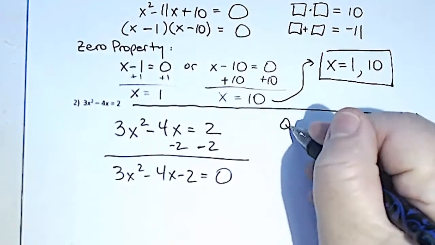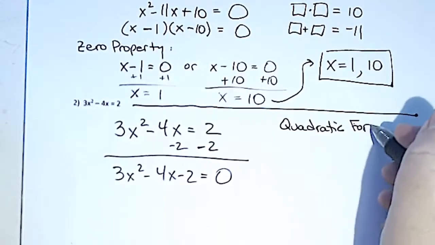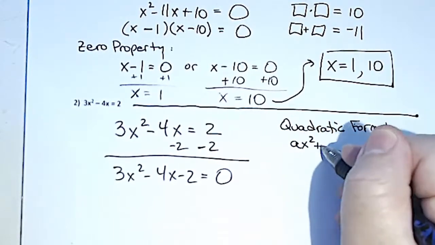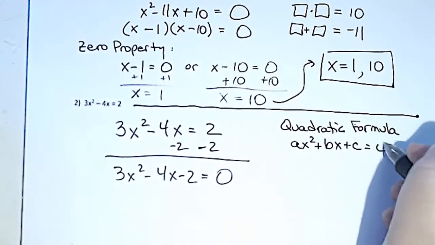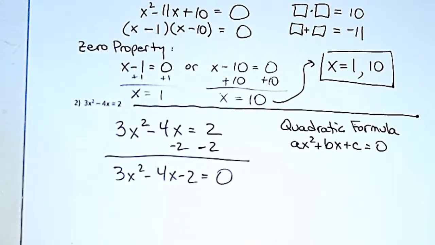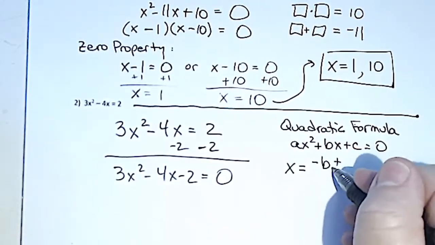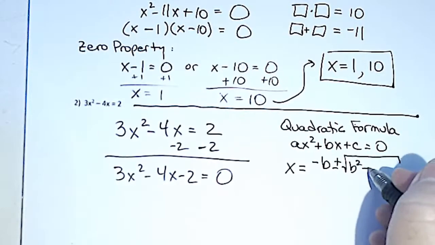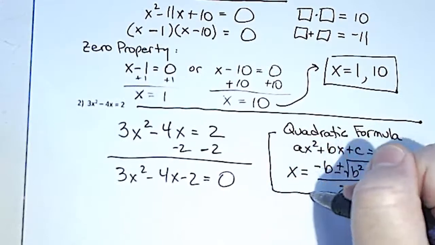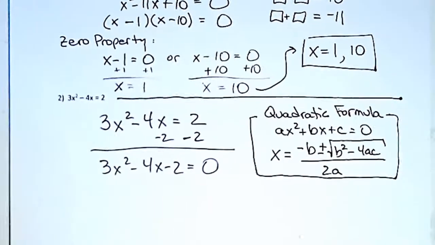Let me write it up here. Quadratic formula. And for this class, you really do need to have this memorized. Ax squared plus bx plus c equals 0. So if I have the modified standard form sitting right there, then I've got x equals the opposite of b plus or minus the square root of b squared minus 4ac all over 2a. That's the quadratic formula. We are going to use this a lot in this chapter.